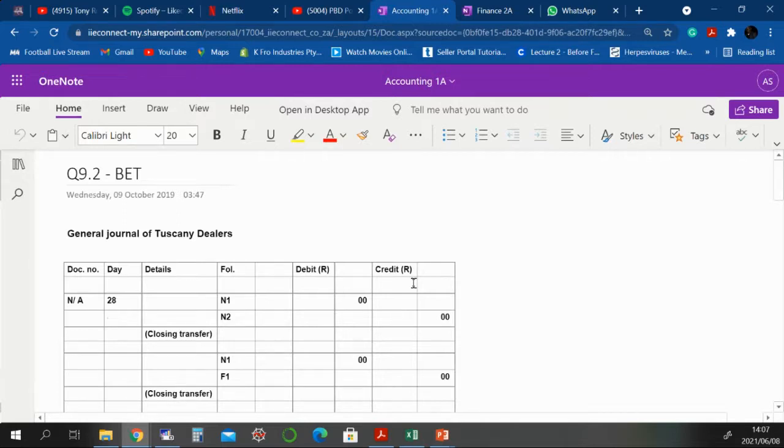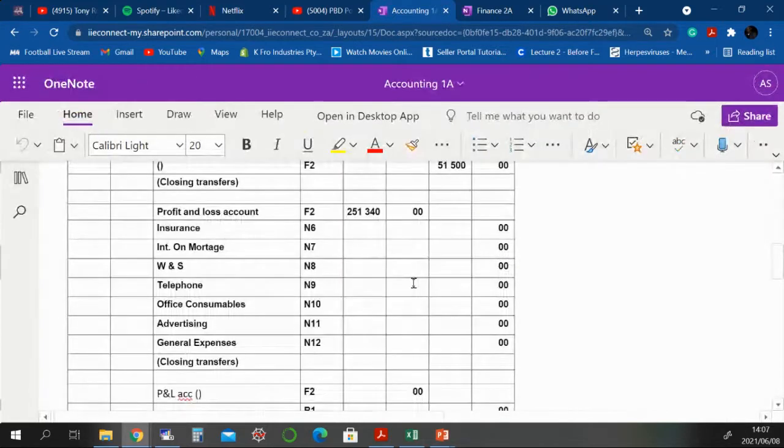Okay. So question 9.2. Before any entry can be made in the general ledger, transactions must first enter into subsidiary journals. All right, we know this. Everything starts with a transaction, source document, then the journal. Closing transfers are always entered into the general journal. Refer back to example 9.1 above. How do you think the closing transfers would have been journalized in the general journal of Tuscany Dealers? Demonstrate. So that's point one. All right, that's where we're starting.